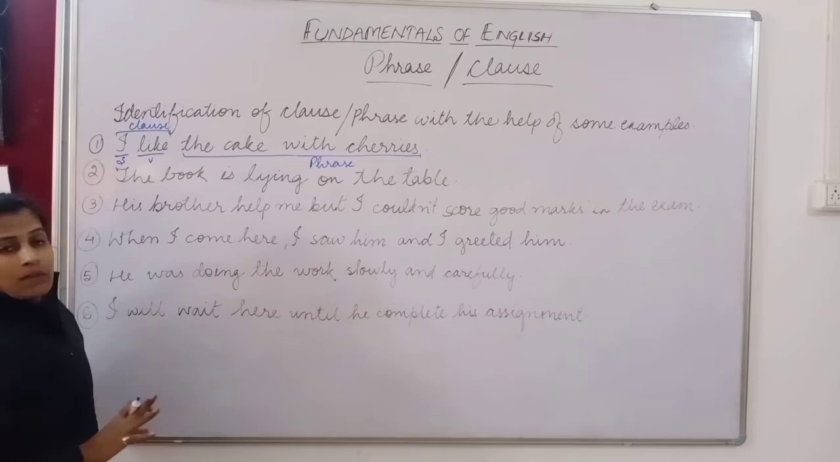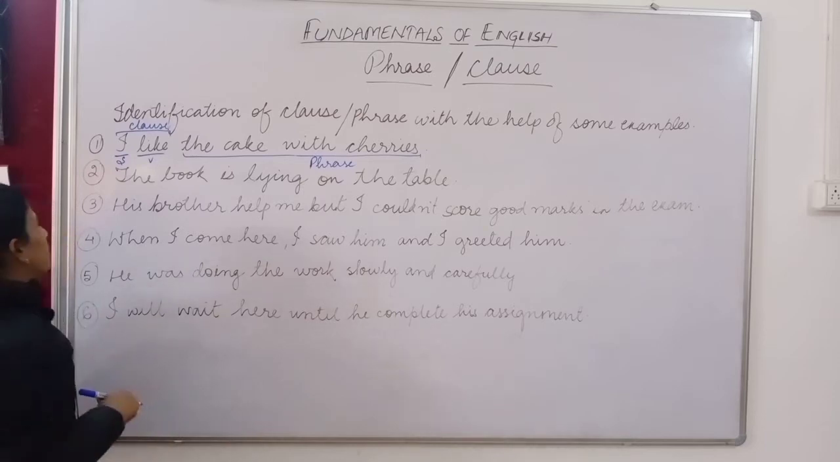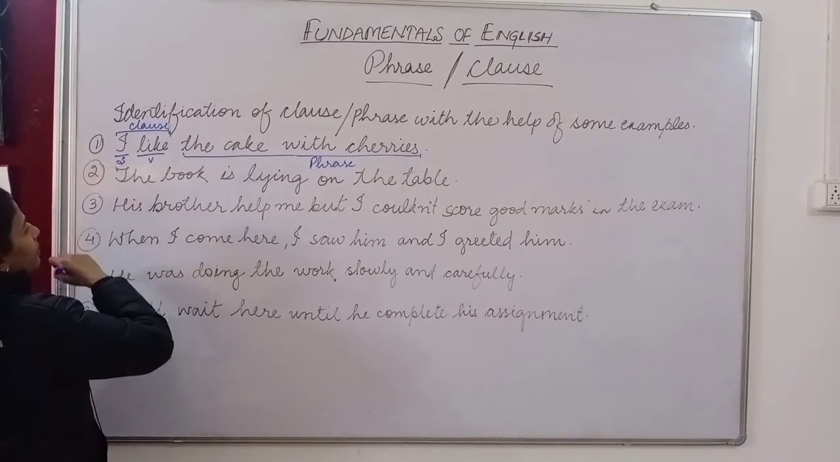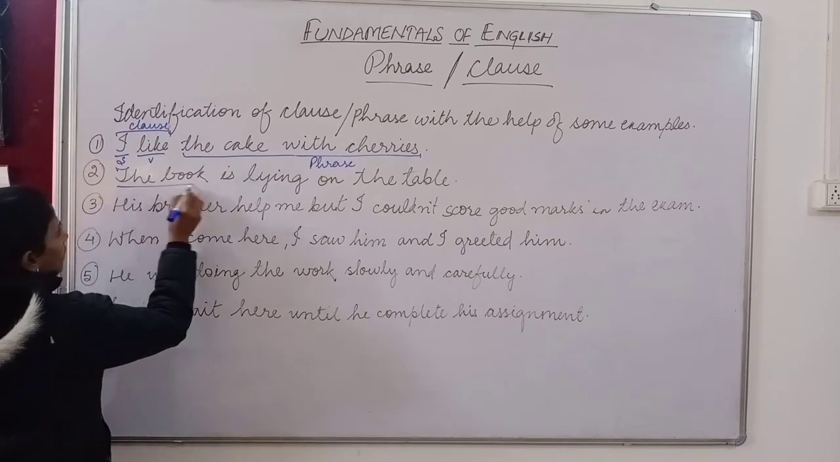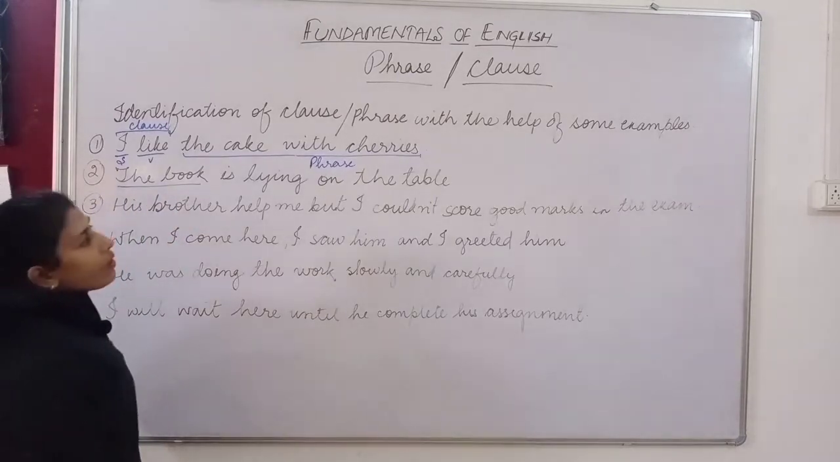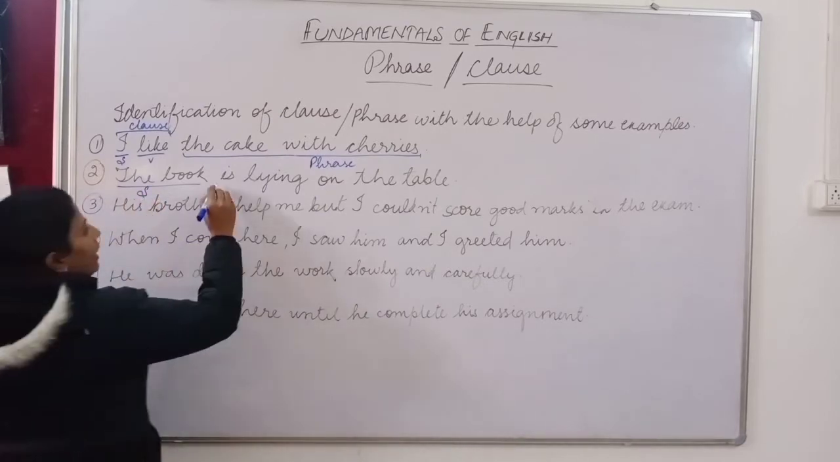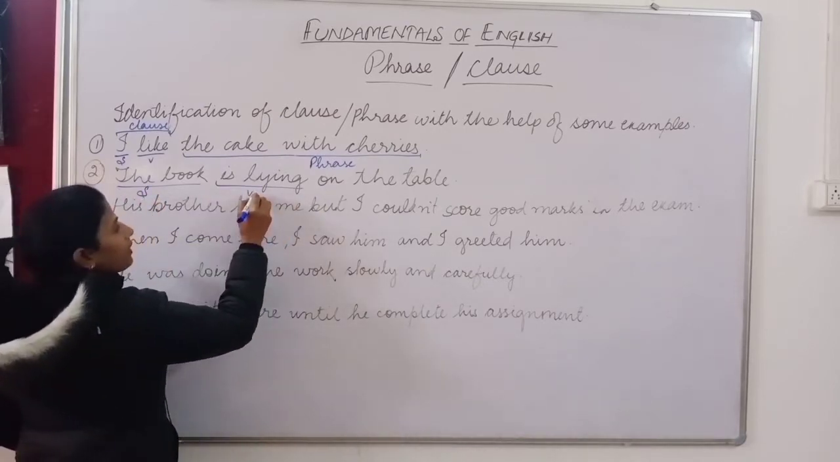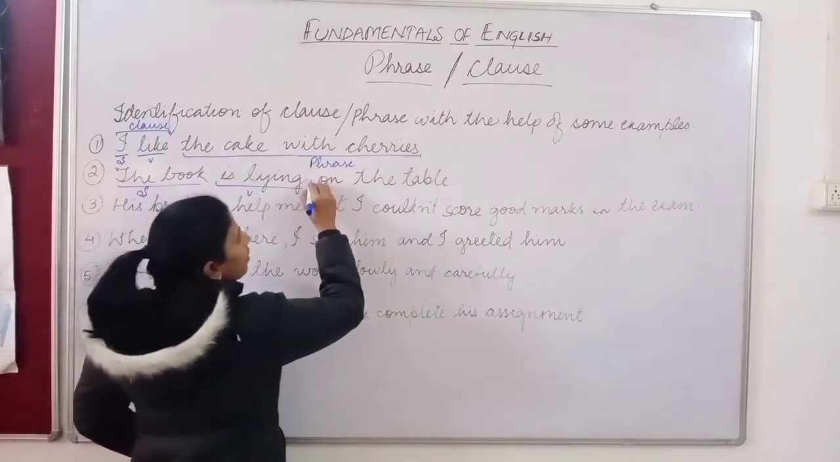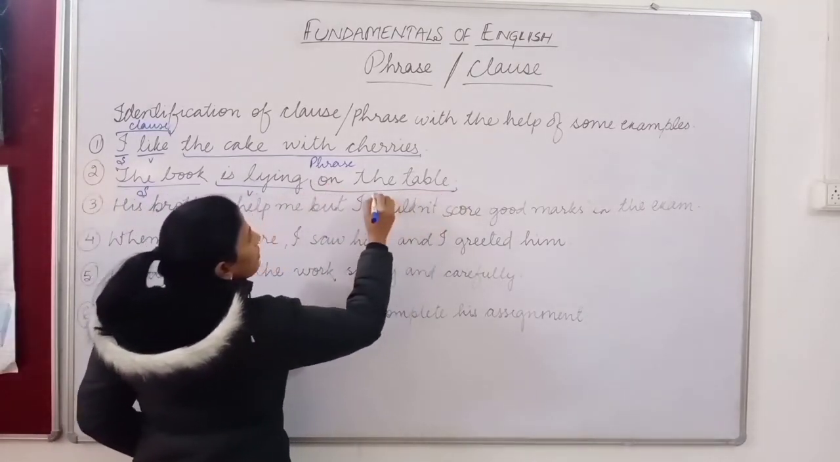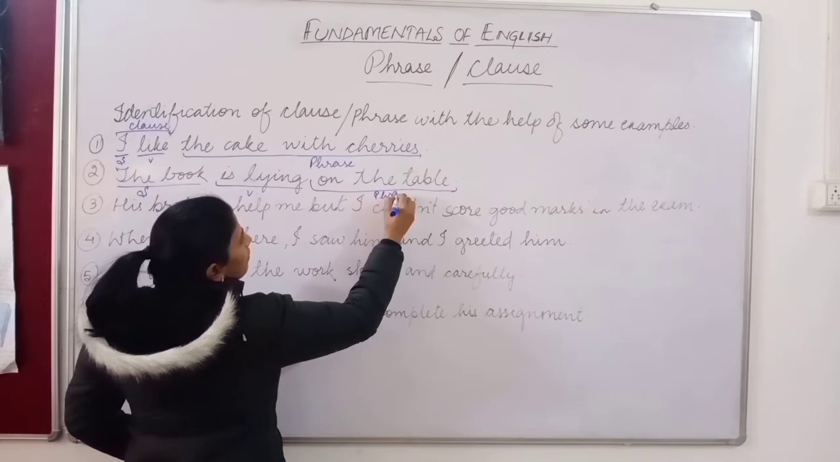Now, the second sentence: the book is lying on the table. The book is your subject, is lying is your verb, and the rest, on the table, goes under phrase.